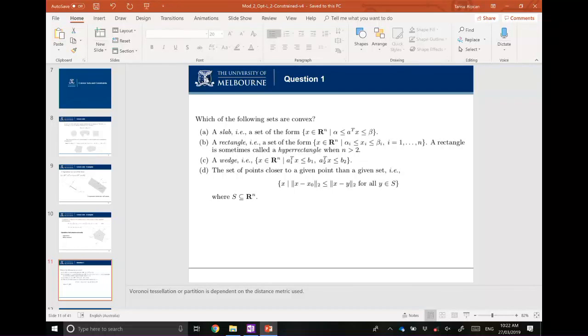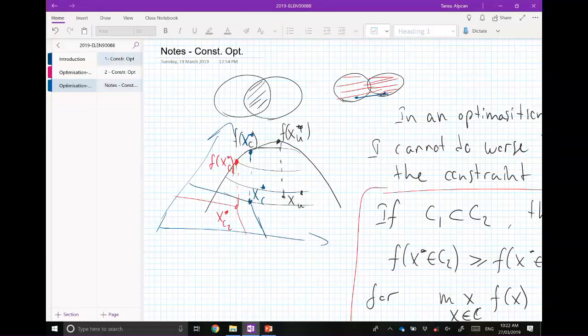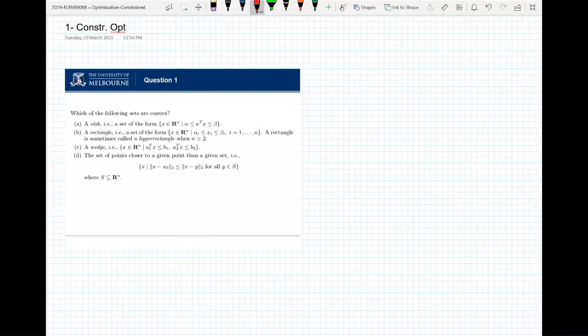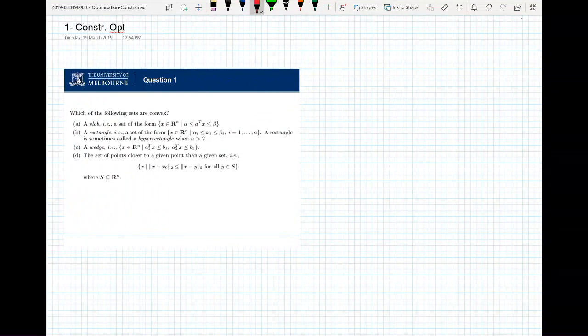And doing this, I think, will give us more of a feeling of these different shapes, polyhedra and half spaces. So let's go talk about that. Okay, so which of the following sets are convex? We start with a slab, and then you may ask, what is a slab?